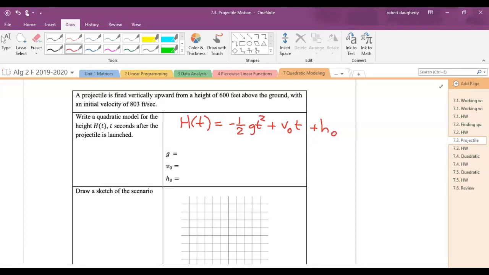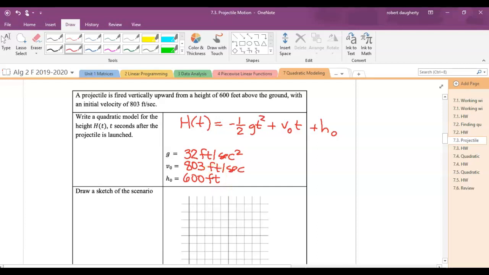What is gravity in this problem? It's going to be 32 because I'm talking about feet. So it's 32 feet per second squared. What is the initial velocity? 803 feet per second. What's the initial height of this object? 600 feet. So if I know all of those, I know what this model is.